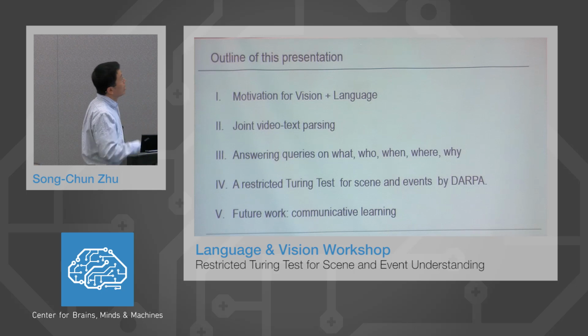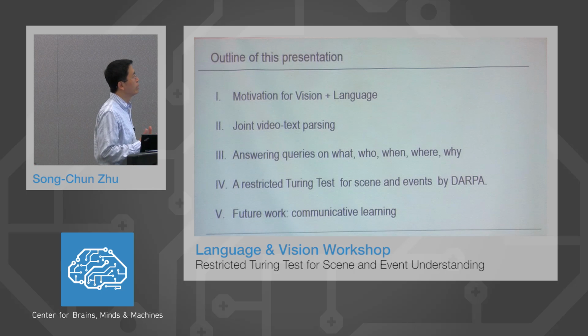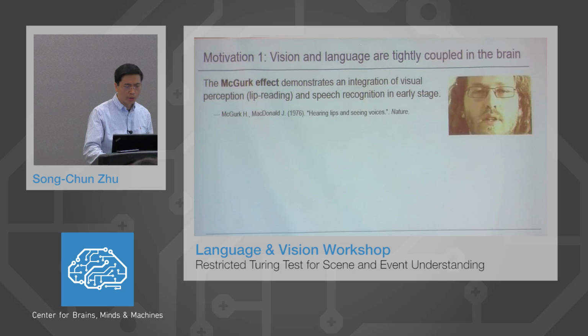This is the outline of the presentation. I will first put a few motivations for why we have a vision plus a language. And then I will show you a running through example of joint text video parsing and answer the 5W queries and the Turing test. And then finally, I will talk a little bit about the communicative learning as a future work, ongoing work.